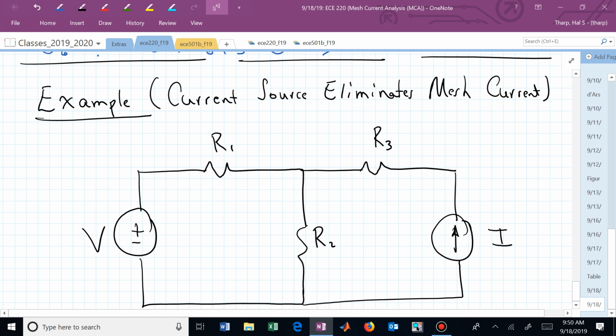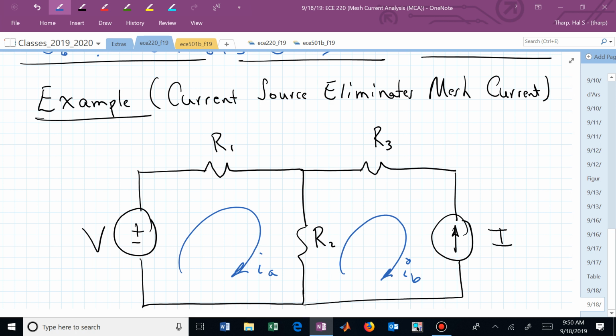Okay, how many meshes? 2. I sub A and I sub B. Let's just step back. Do I actually have to solve for I sub B? If somebody tells me what that current source is, I know what I sub B is. I sub B is the negative of that current source. I just have to solve for one unknown mesh in this circuit. Isn't that a win?